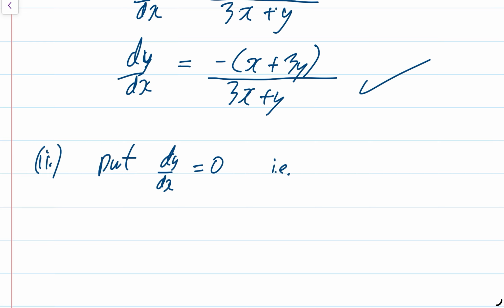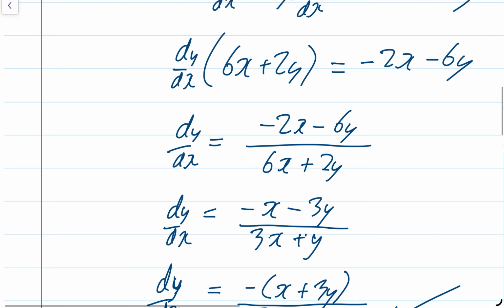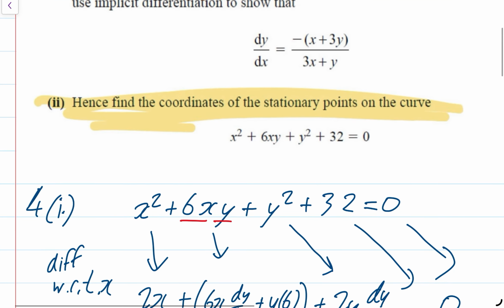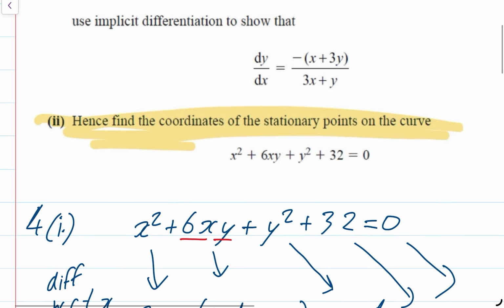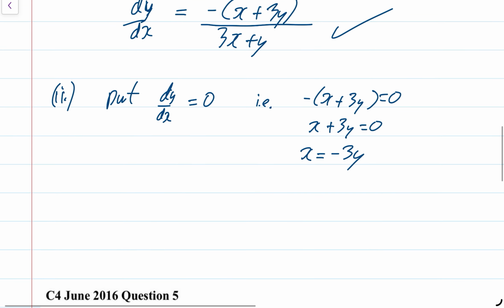So just say, i.e., if this is your minus x plus 3y equal to 0. And then we can just divide through by the minus: x plus 3y is equal to 0. Or you could say your x is equal to minus 3y. So that means everywhere you see your x in this first equation, you could replace it with minus 3y. So there's my equation, x squared plus 6xy plus y squared plus 32. We're just going to say sub that in.